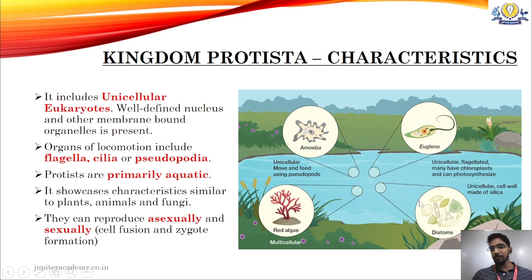Then we have diatoms, which are also plant-like protists. They are unicellular, and the cell wall is made up of silica. Then there are red algae, slime molds and dinoflagellates, but red algae are not basically placed in kingdom Protista.